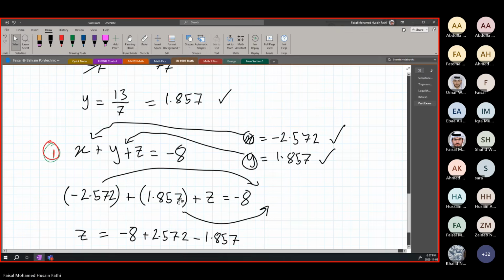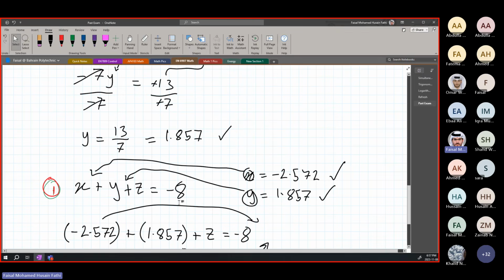If you found Y to be equal to 2.2, there is something wrong. Check your work. Then it's going to be 13 divided by 7. 13 divided by 7 cannot be more than 2, because 14 over 7 is 2. So it has to be less than 2.